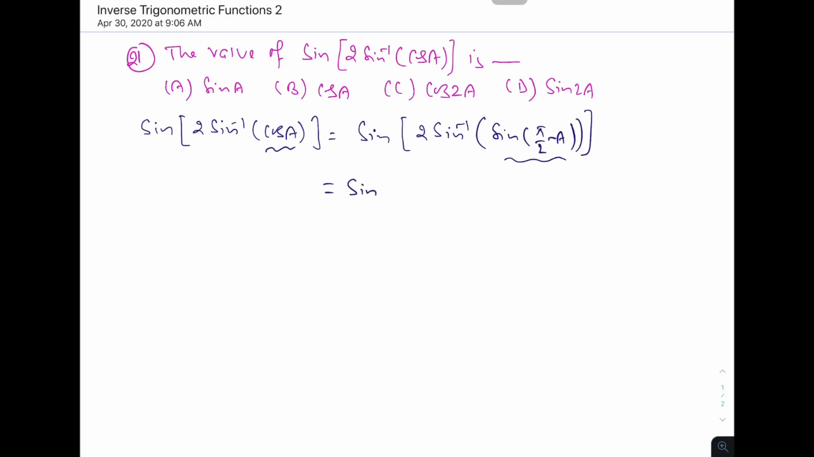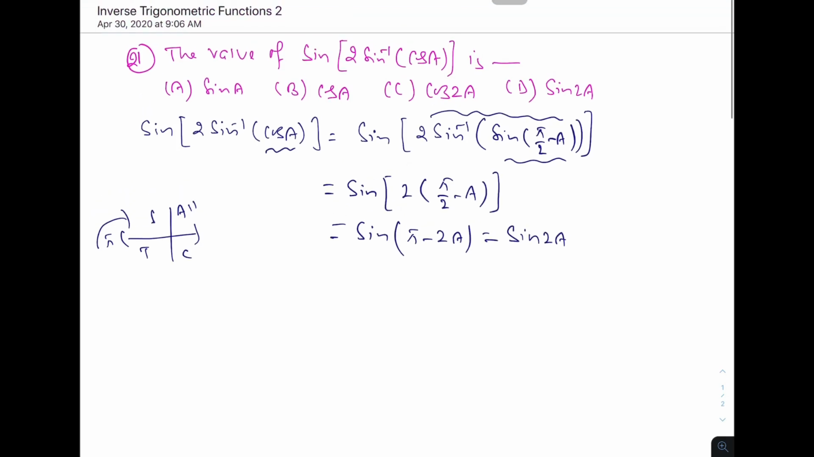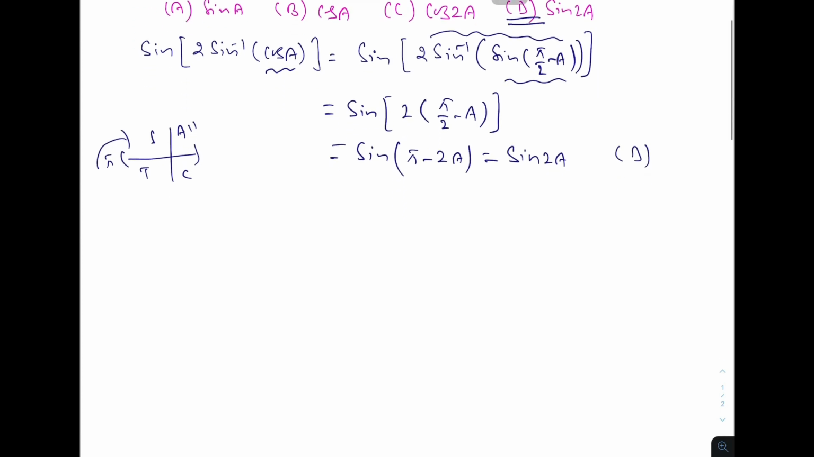So this is equal to sine of 2, now sine inverse sine pi by 2 minus A. So this is pi by 2 minus A. And so this one is sine of pi minus 2A. And pi minus, so it is in the second quadrant, and in the second quadrant sine is positive. So that is sine 2A. So the answer is sine 2A. Okay.